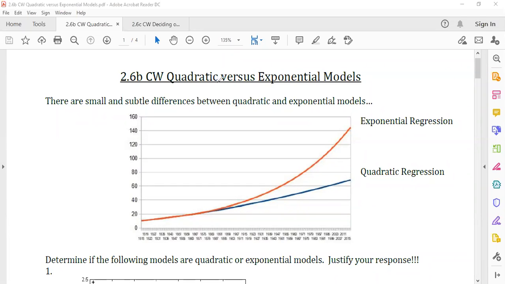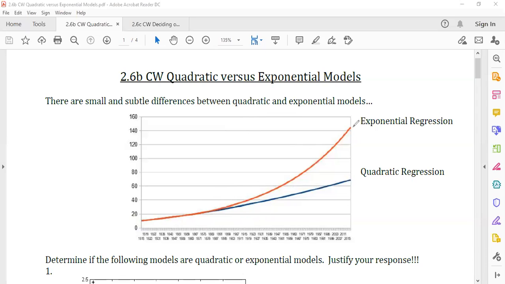Okay, so noticing the differences between quadratic versus exponential models. As I was saying, there are small and subtle differences between quadratic and exponential models, which is usually why, when trying to determine which model fits best, they'll actually run both of them. But if you can try to guess at one over the other, then instead of doing double the work, you can only do one model. So we want to make sure we notice this subtle difference.